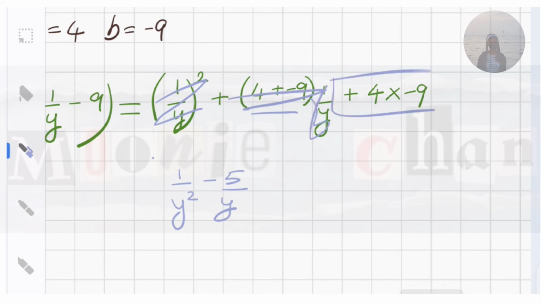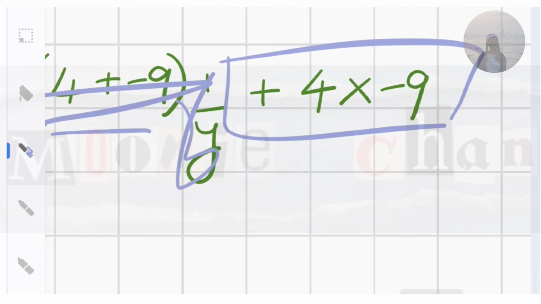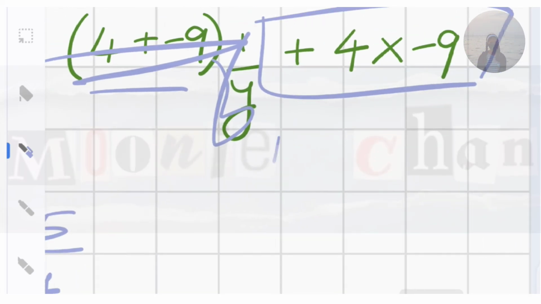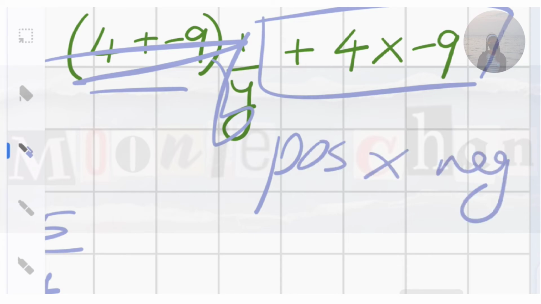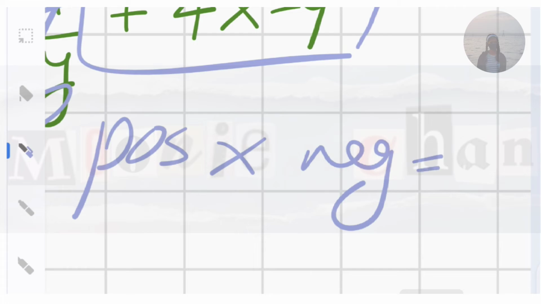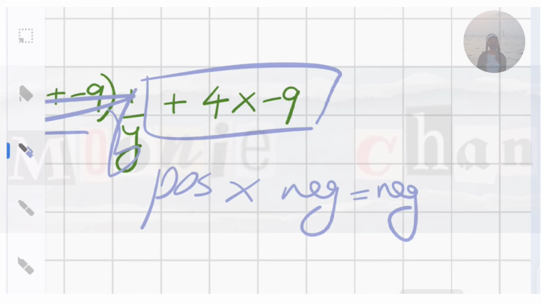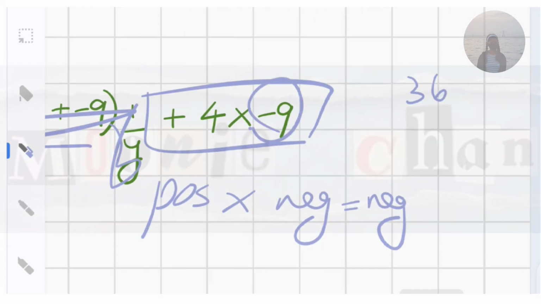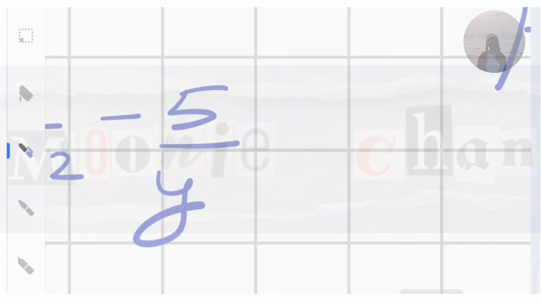Now we are done with this, and the last thing that's remaining is positive 4 into negative 9. Now this is a positive multiplied by a negative. So a positive multiplied by a negative will always be a negative. So the product will always be a negative. So 4 multiplied by 9 is 36. But because the 9 is negative, the answer will be negative 36. Okay. Let's write negative 36 here.